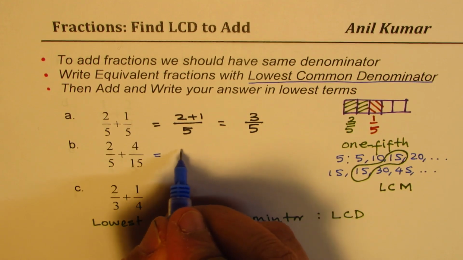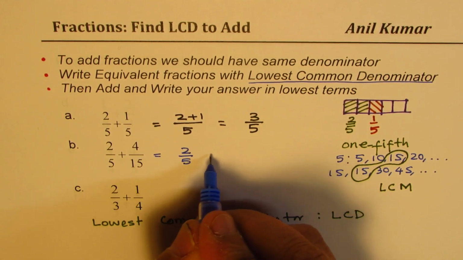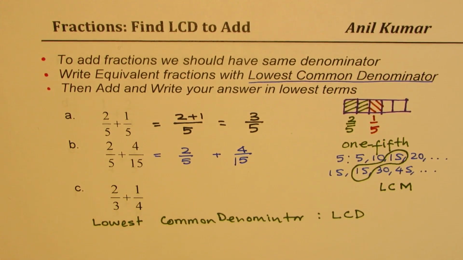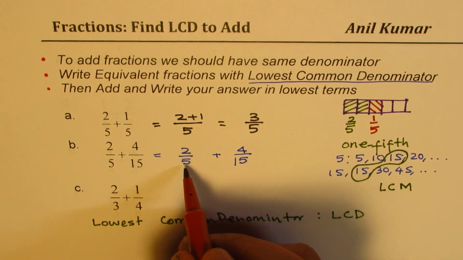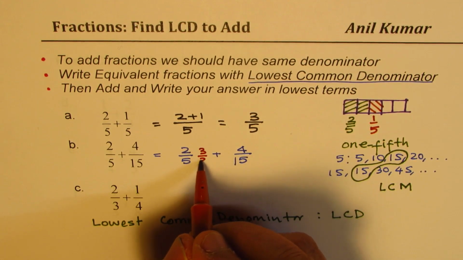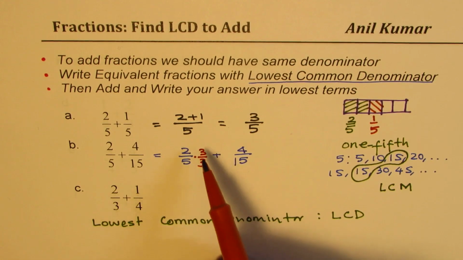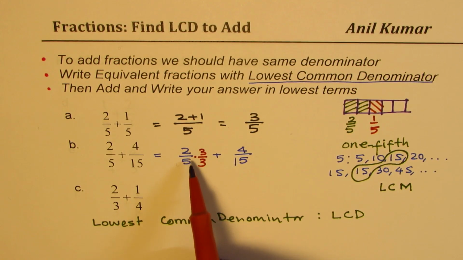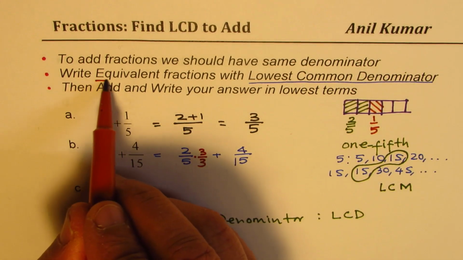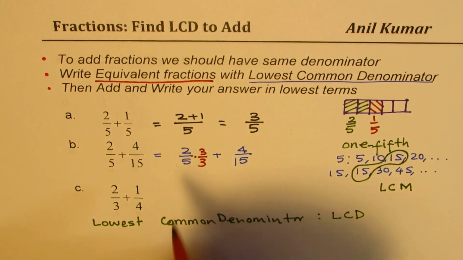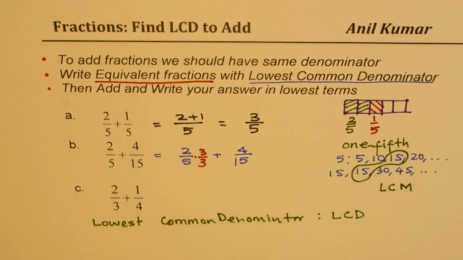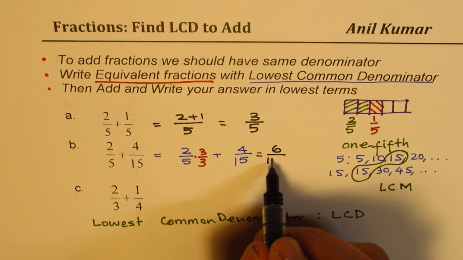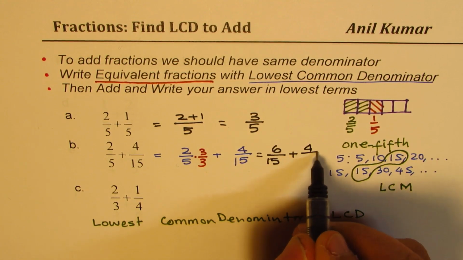How could we do it? So we have 2 over 5 plus 4 over 15. I could multiply both 2 and 5 by 3. So we could multiply this by 3 over 3. Now 3 over 3 means 1. Multiplying by 1 doesn't change the number. Therefore, it is called equivalent fractions. You get an idea, right? So we could write this as equal to, when you multiply, 3 times 2 is 6. We get 6 over 15 plus 4 over 15.